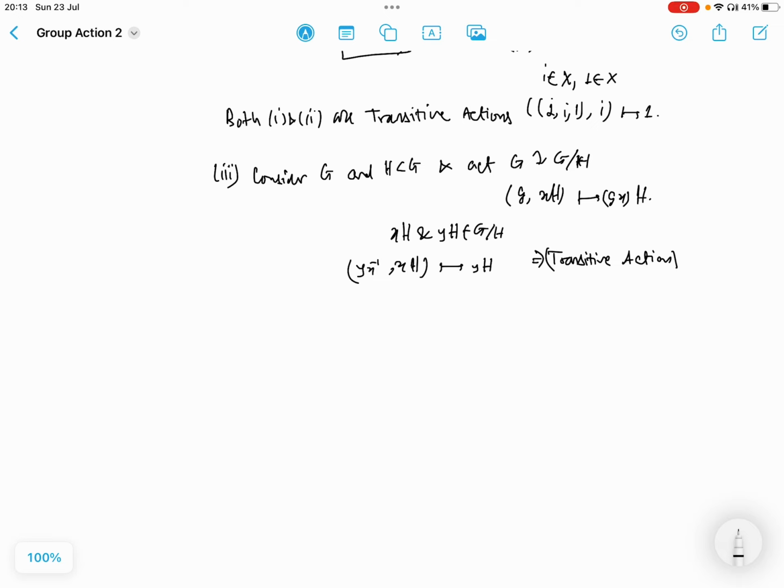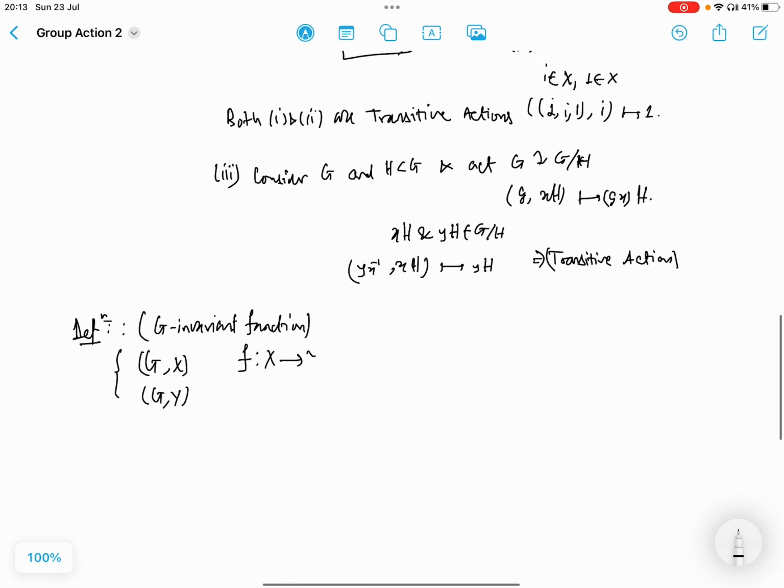So here you can take what are called G-invariant maps or G-invariant functions. Let me define them first. Say you have two actions, the action of G on X and the action of G on Y. A G-invariant function is a function f between X and Y such that f of g dot x is the same as g dot f of x. These two dots are a little different, but that is clear from the context: the dot on the left side is the action on X, and the dot on the right side is the action on Y. So I'm not writing dot one or dot two.